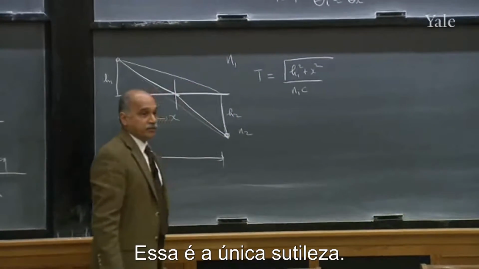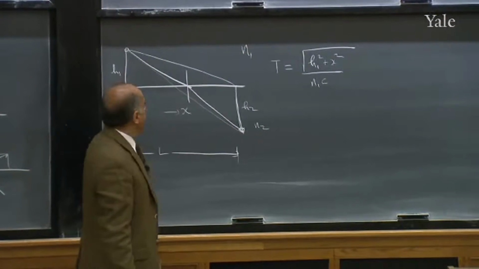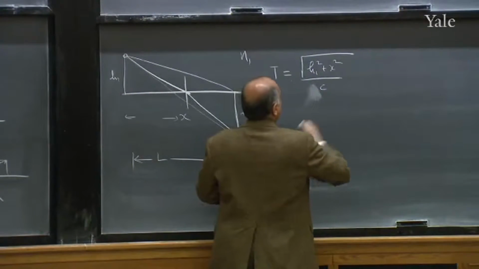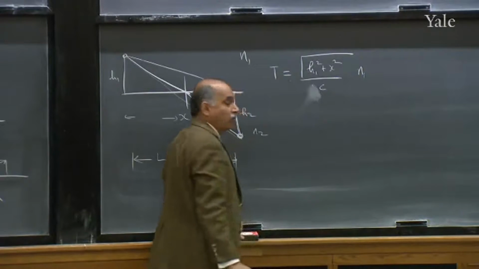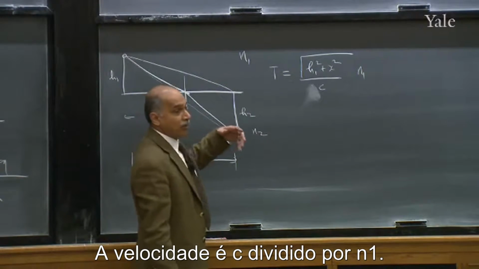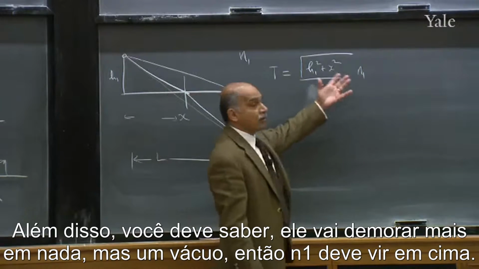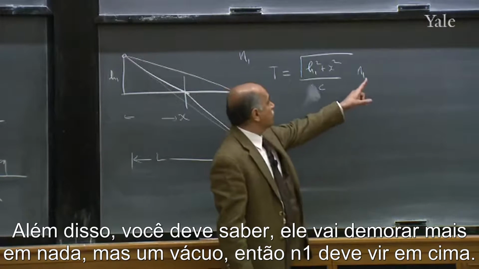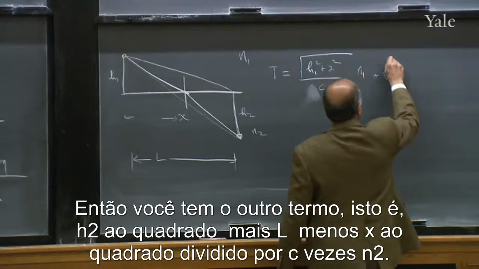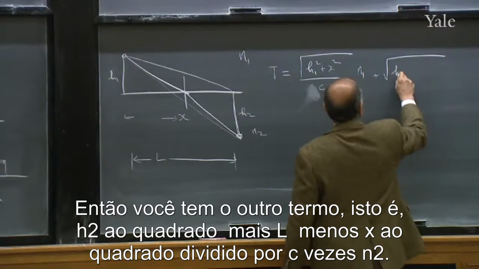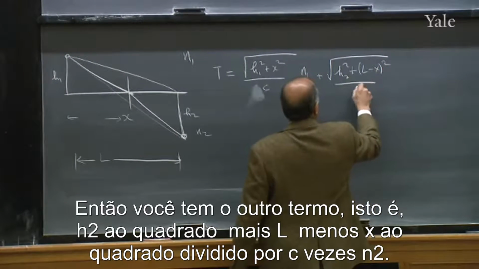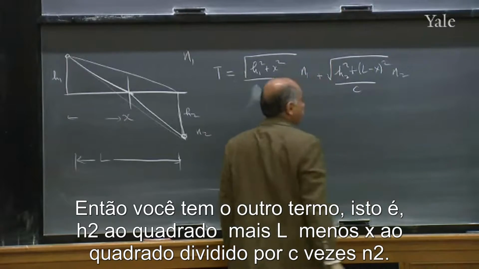That's the only subtlety. Because the time, I'm sorry, not n1c, times n1. It's c over n1. You want to divide by the velocity in the medium. Velocity is c divided by n1. Also, you should know it's going to take longer in anything but vacuum, so n1 should come on top. Then you have the other term. That is square root of h2 square plus (L minus x) square divided by c over n2.